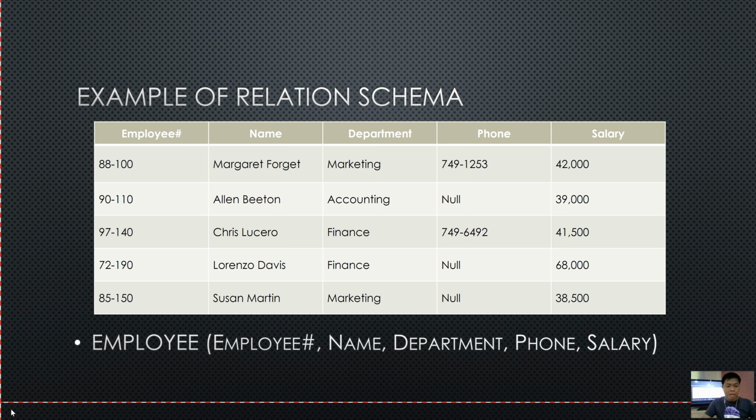For example, please refer to our table again, the employee relation table. The schema would be employee, open parentheses, employee number, name, department, phone number, and salary, close parentheses. Those items within the parentheses are the attributes of the employee entity. So that is the relation schema.